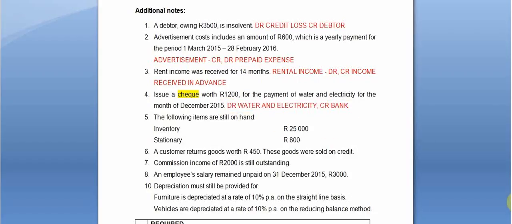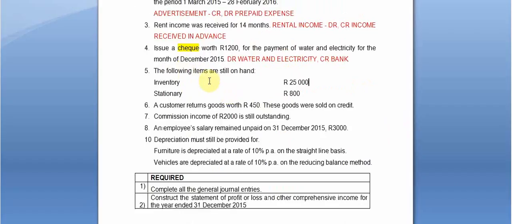Then they give me information regarding items that are still on hand, and this is typically closing inventory, closing information. And you will see you have inventory left. Again, for inventory, what is the double entry? It is always cost of sales. Closing inventory is the inventory that is still left. So it causes the cost of sales to be less, which is a credit entry for the expense account of cost of sales.